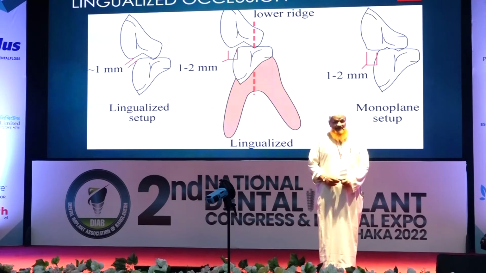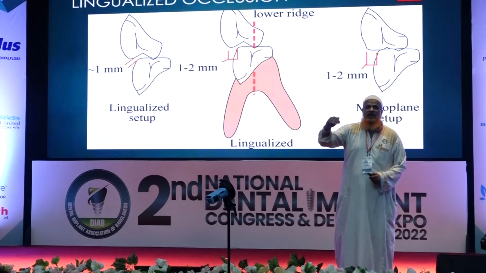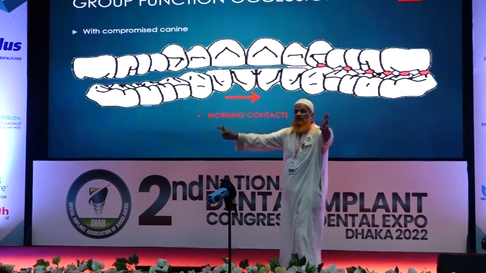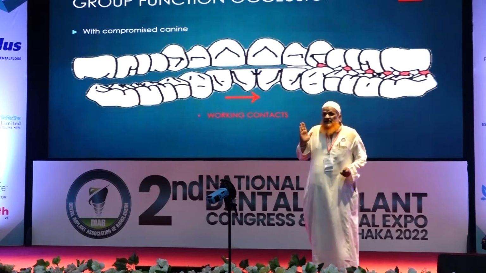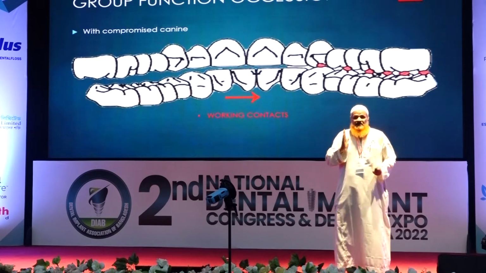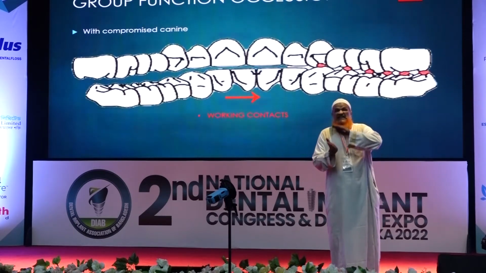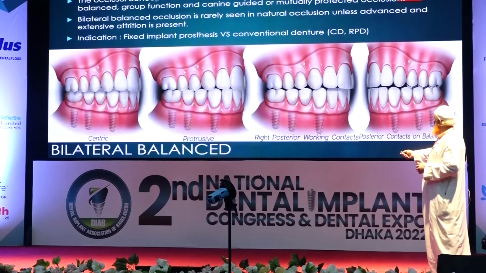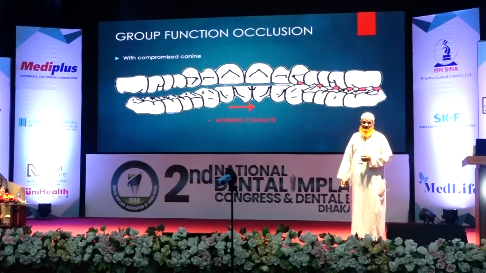teeth, but the criterion is that the upper functional cusp will come in contact with the central fossa of the implant. Another name is unilateral occlusion. That means the teeth will come in contact on the working side. When the mandible moves to the right side, the maxillary and mandibular teeth will come in contact on the right side, but on the other side, they will not come in contact. It will be disoccluded. This is group function occlusion.